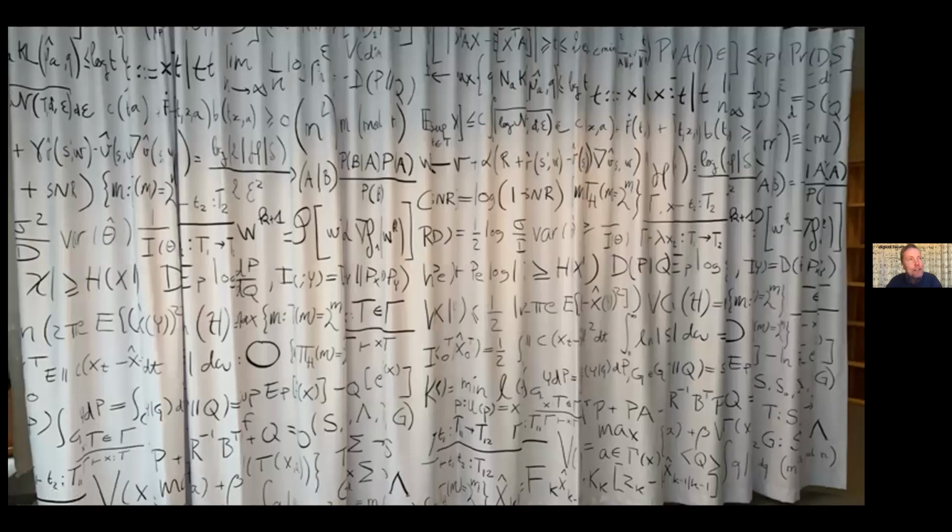Last night I was trying to find Bode's integral in this picture of the curtain that I took, and it took me a little while, and then I saw it. Actually, it is on the curtain. I think Henrik Sandberg is the one who drew it there.